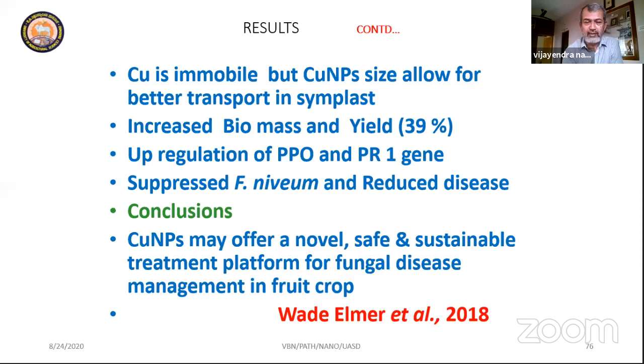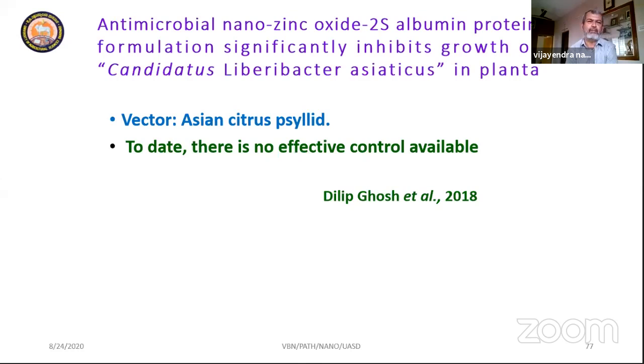Another very recent example, first time in the world, has been done by Professor Dilip Ghosh and his team with many other scientists from the IIT groups. What they have done is in relation to Candidatus Liberibacter asiaticus, or Huanglongbing, HLB disease of the citrus group, which is mainly transmitted by the citrus psylla. Till now, they don't have any management aspect.